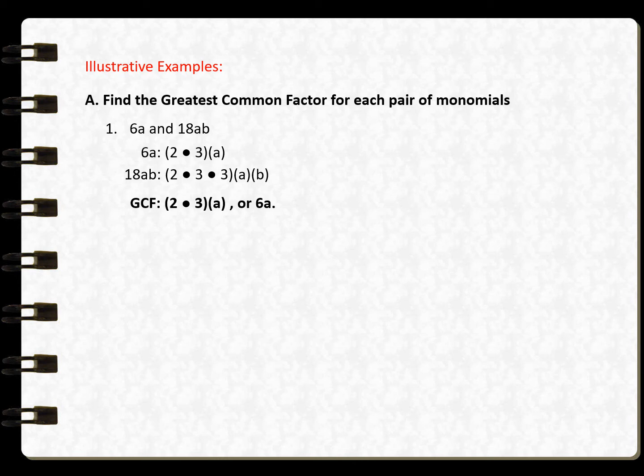So 6, since 6 and 18 have the same 6, and then parehas lang may a. So, ang GCF nila is 6a. Let's have another example: 14x and 10x squared. So, the factors ng 14x is 2 times 7 times x. And the factors of 10x squared is 2 times 5 times x times x. Dalawang x kasi x squared. So, ano magkaparehas sa kanila? So, magkaparehas silang may 2 and parehas silang may x. So, our GCF is 2x.